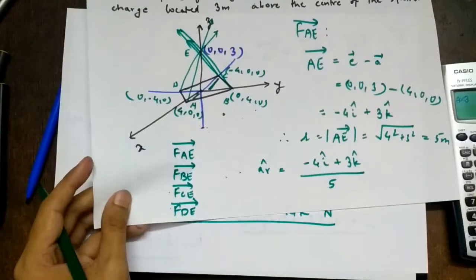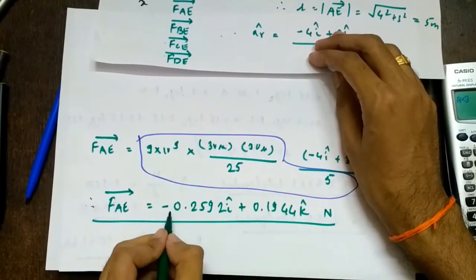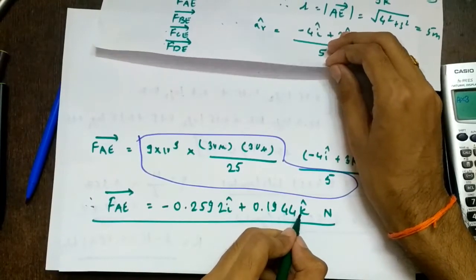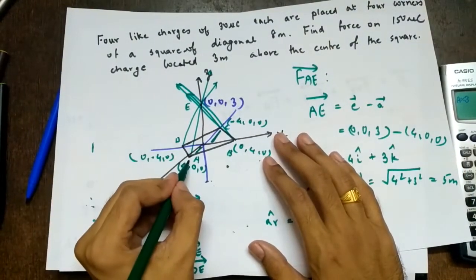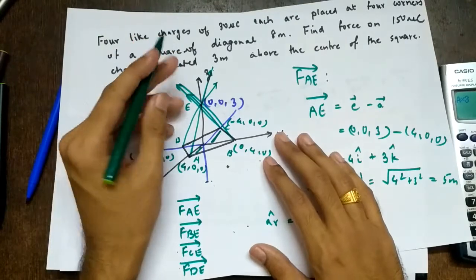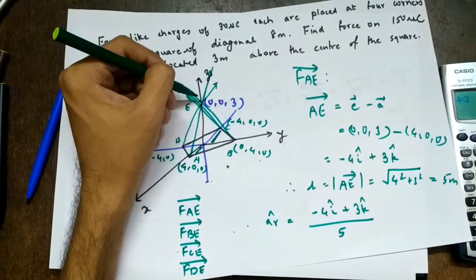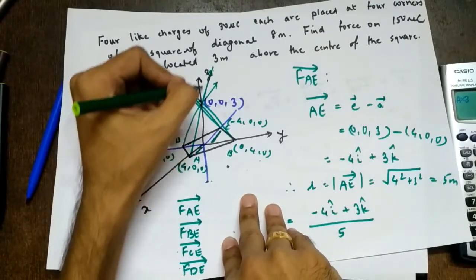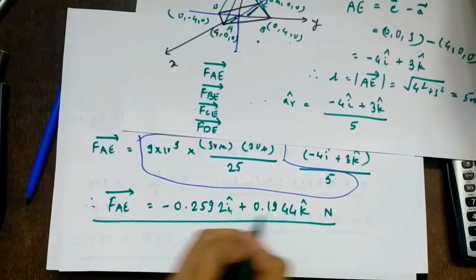Similarly, you will find F_BE, F_CE, F_DE. Before that, why did we get it this way? If you observe, i cap is in the minus direction, meaning minus x. It is in the minus x direction and plus z direction. So let's see F_AE vector. Point A is on the positive x axis. Where is E? On the z axis. So you have drawn a line like this, going from the positive x axis towards the positive z axis. If you imagine in 3D, you are going in negative x, and you are going above, so it is plus k or plus z. So negative x and plus k.